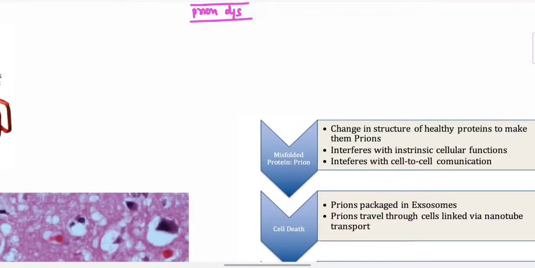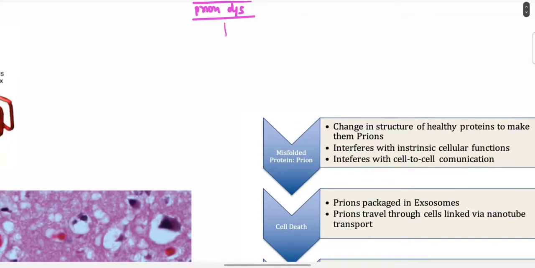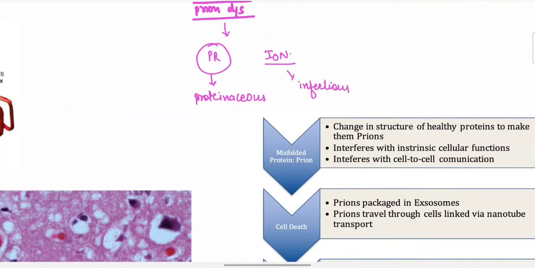About prion disease. Prion comes from the two words PR and ION. PR means proteinaceous, infectious agent. Proteinaceous infectious agent. Actually, normal prion protein is PrPC and mutant prion protein is PrPSc.